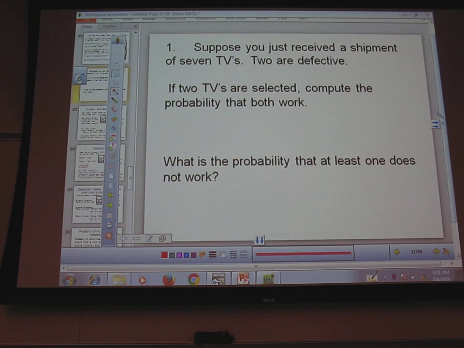Are you going to pick the same TV twice? No. So is it with replacement or without replacement? Without. Because once you take one, you're not going to put it back and take it again. Once you take it, you're keeping it. You know what I'm saying? You're selecting 2 TVs. You're taking them.